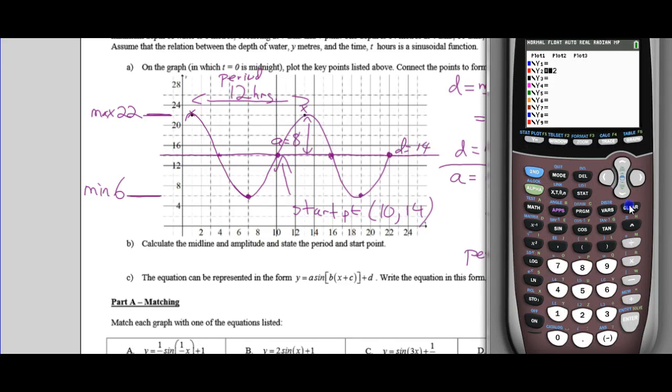I'm just going to clear out what's in y equals. I'm going to go to window. So we're going to go like negative 2 to 26.